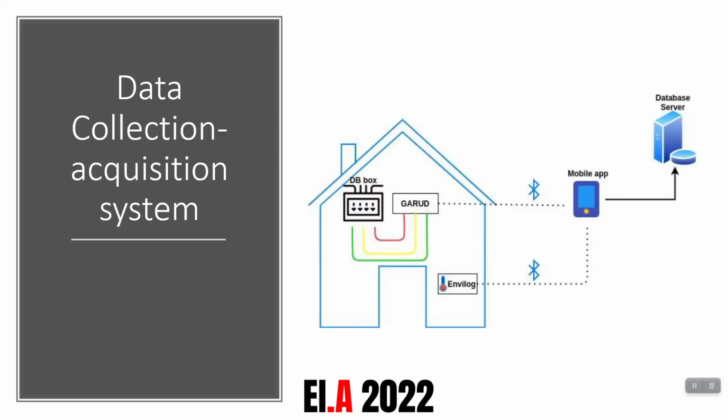So we've collected the data. The process in which we've collected the data is shown in the figure. We had a mobile application that was developed. The mobile app connects to Garud and NVLog loggers, that are current and temperature loggers, and the application will collect the data from the loggers and upload it to the database server using Wi-Fi or cellular networks.